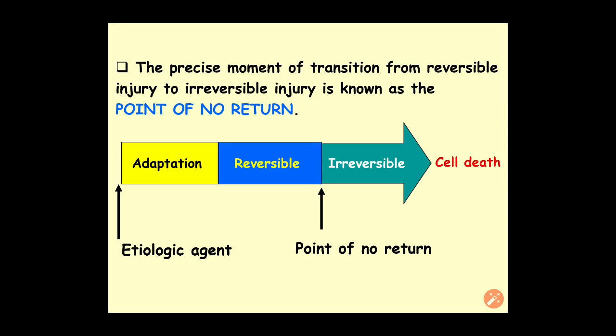Now, what is going to decide if the cell is going to go through the point of no return into irreversible cell injury are the three factors that I mentioned to you: genome injury, mitochondrial injury, and membranous injury. Once that happens, the cell actually is on its way, a one-way street. There is no going back. There is no recovery of the genome, or of the mitochondria, or of the disrupted membranes.